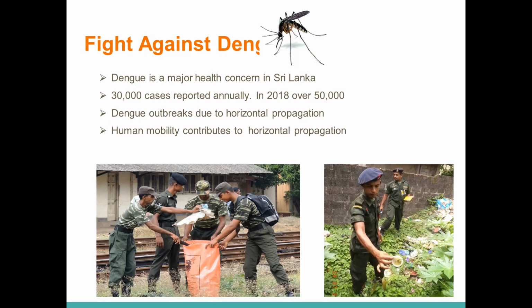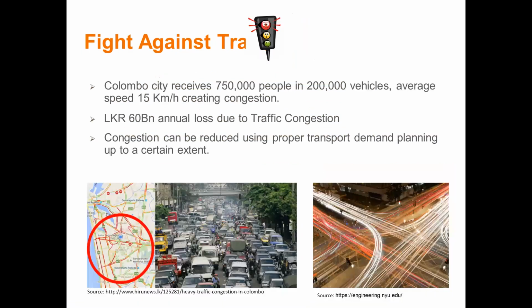Right, so I don't think I need to motivate you. Average cases per year is about 30,000. Unfortunately, last year we had a reduction in the number of cases because of the COVID restrictions, right? Something that we know is that dengue is a disease that spreads with what we call horizontal propagation. People take it from place to place and make it go. I mean, we have a bigger example than that when you look at the COVID scenario.